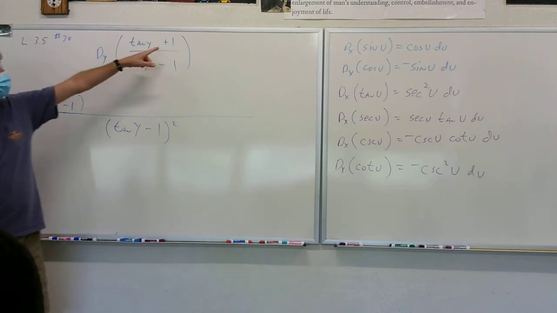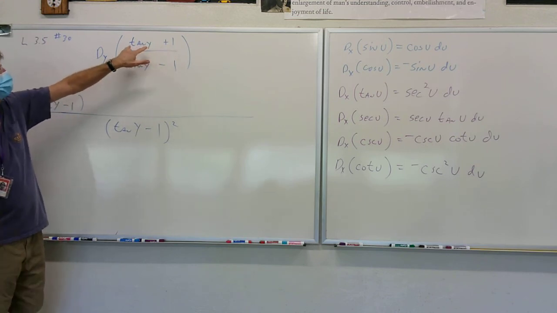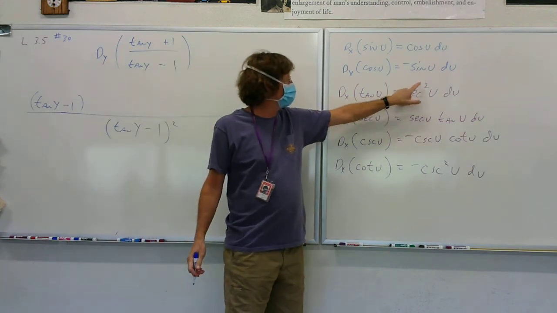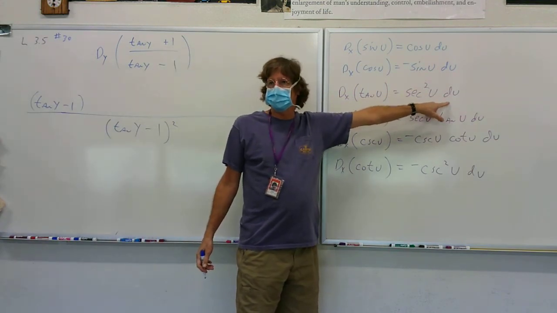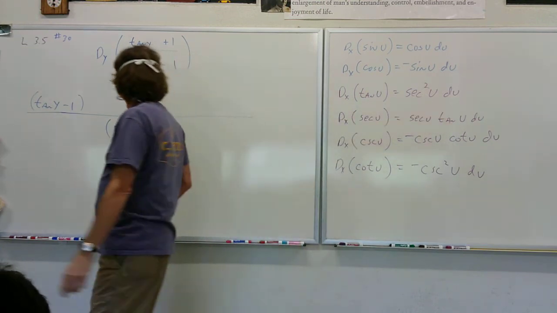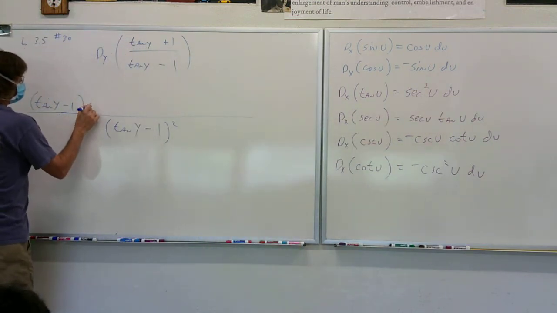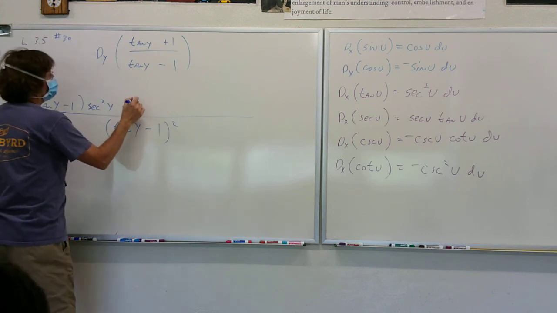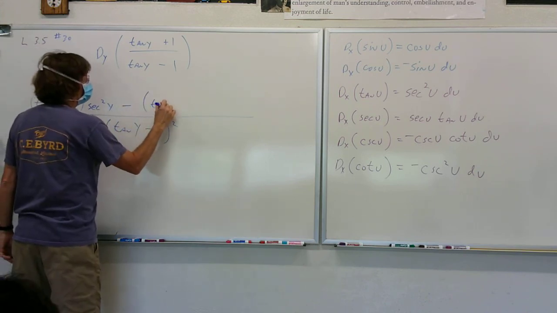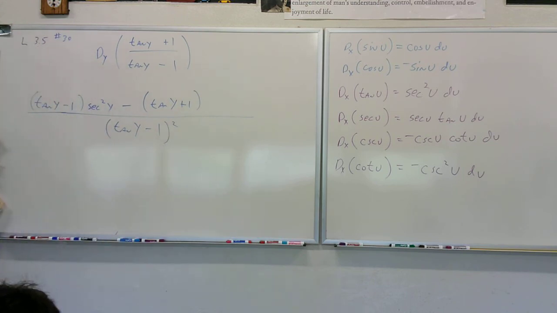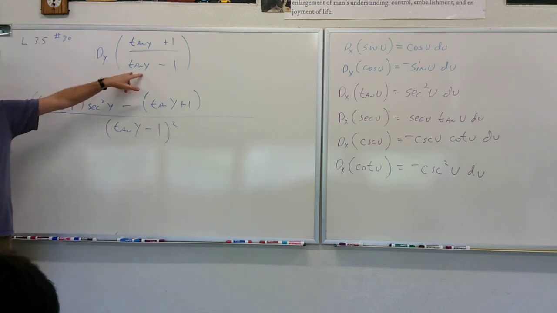Take the derivative of the numerator. Well, the derivative of plus 1 is just 0, but we've got to deal with the tangent y. And what is the derivative of tangent y going to be? Secant squared y times the derivative of y, which is going to be what? 1. All right? So, secant squared y. Minus, write down the numerator. Take the derivative of the denominator, and the derivative of the denominator right here is just going to be what? Secant squared y.